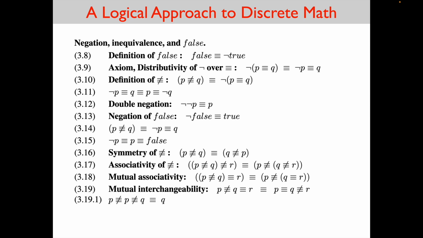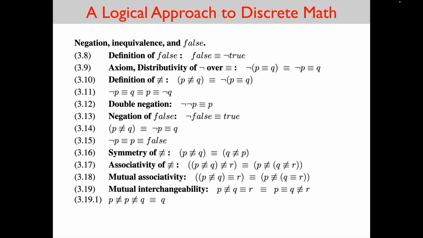3.15 is not P equivales false. 3.16 is the symmetry of inequivalence. 3.17 is the associativity of inequivalence. 3.18 is mutual associativity. 3.19 is mutual interchangeability. And 3.19.1, now this extra .1 means that this is a theorem that is not in our textbook, or it's in the textbook and it's not numbered. So as we go through and learn all these theorems, there are some extra ones that are not in the book that I have included in the list of the ones that we need to learn.